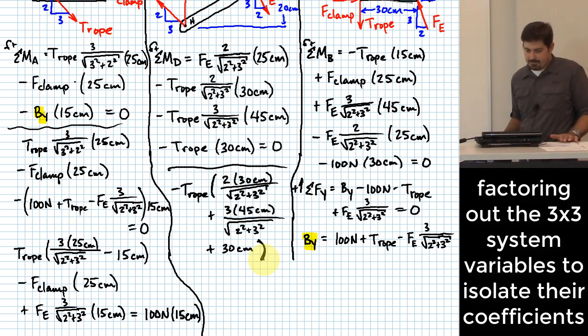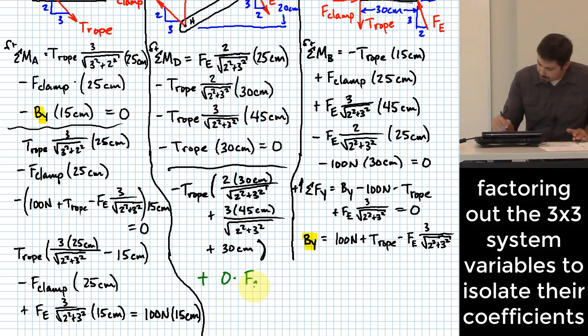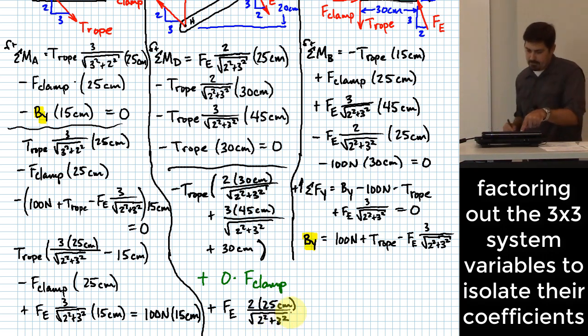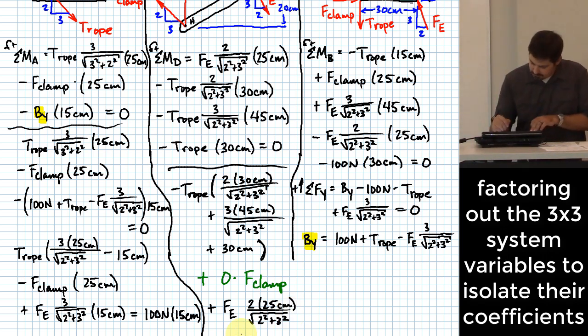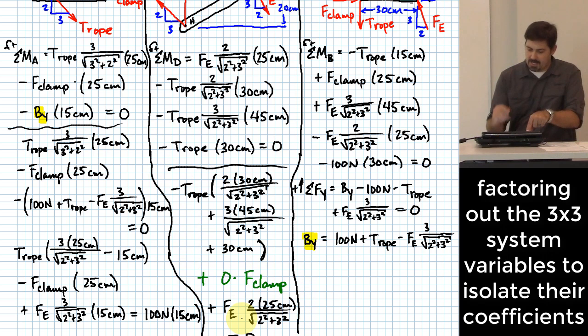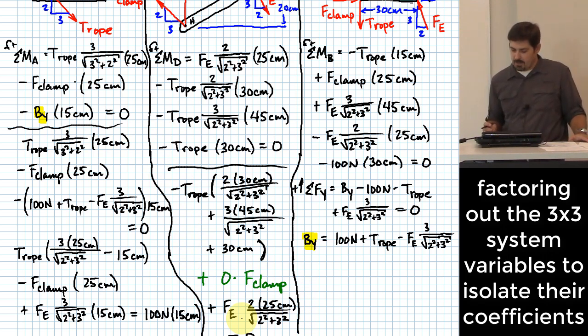All right, what else? I'm gonna kind of trick you a little bit here. What's my coefficient of F clamp? Zero. So I'm actually gonna explicitly write that here, plus 0 times F clamp. Okay, what else? Okay, we do have FE, it's positive, right? So plus FE times what? Okay, it'll be times 2 times 25 centimeters over the square root 2 squared plus 3 squared. Anything else? No. Okay, so all of that stuff is my second equation. Okay, what now?